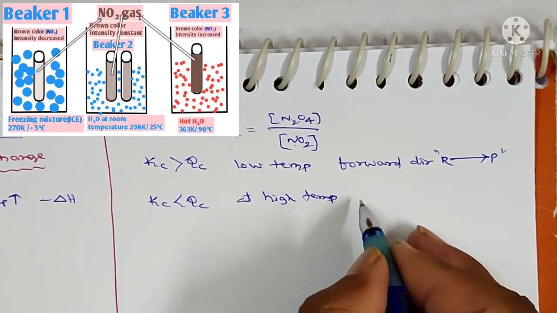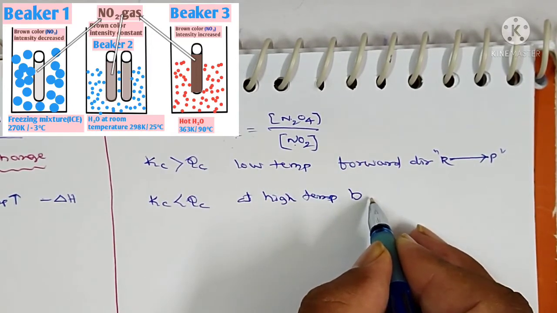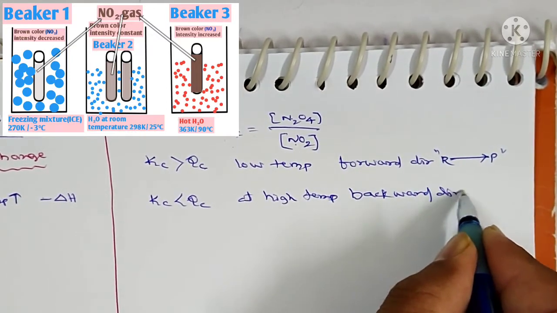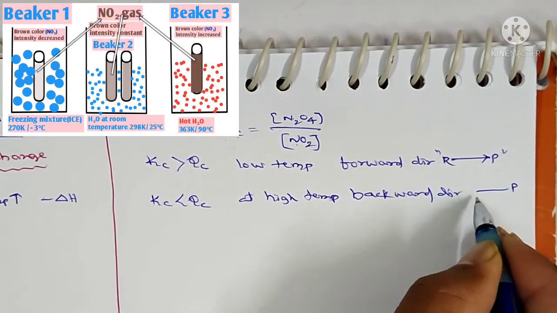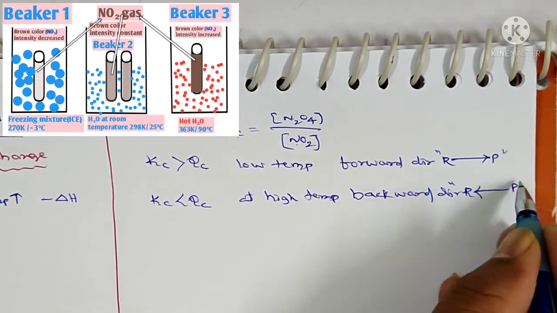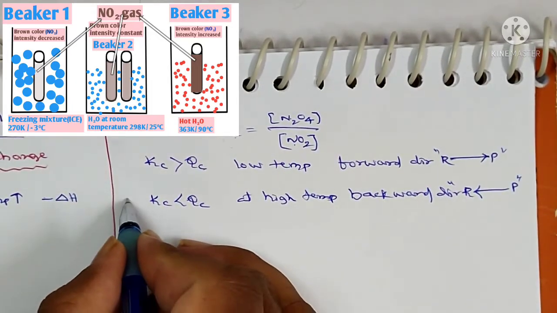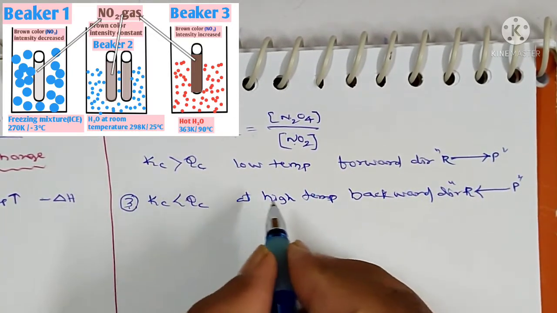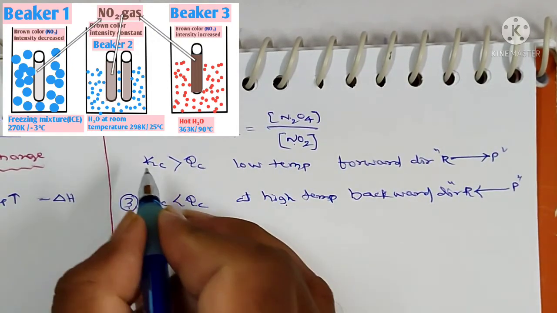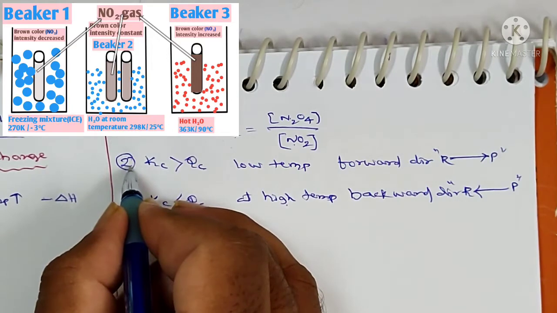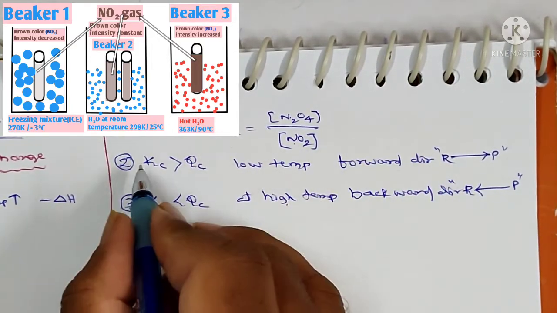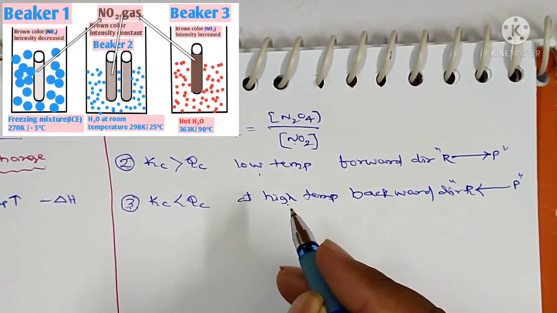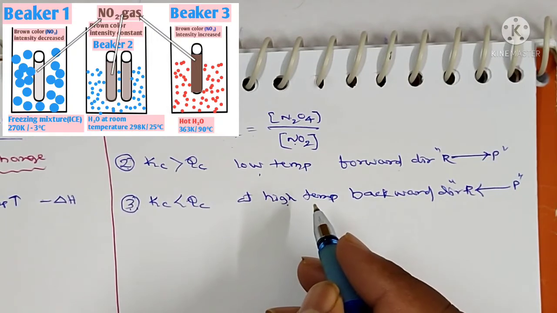At high temperature, backward direction is favored. Backward direction means products to reactants. So in beaker 3, the backward direction is favored because beaker 3 is at high temperature, and in beaker 1 the forward direction is favored because beaker 1 is at low temperature. So these are the changes in exothermic reactions.